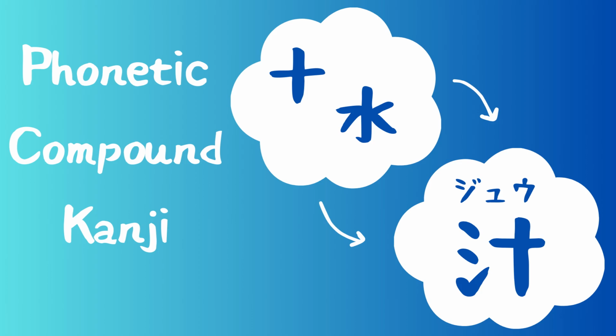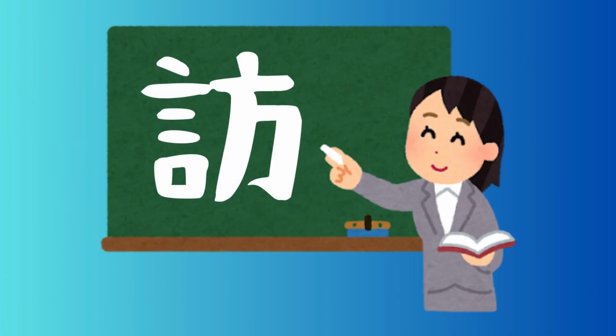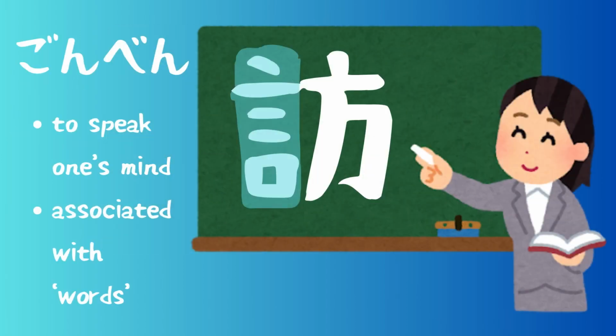Having some understanding of phonetic compound kanji, let's try deconstructing a few characters. Here is the first character we are going to deconstruct. Looking at the left part of the kanji is the gonben, meaning word. The original character was written as a sideways heart on top of a mouth, meaning to speak one's mind. Therefore, the gonben is used in kanji associated with words.